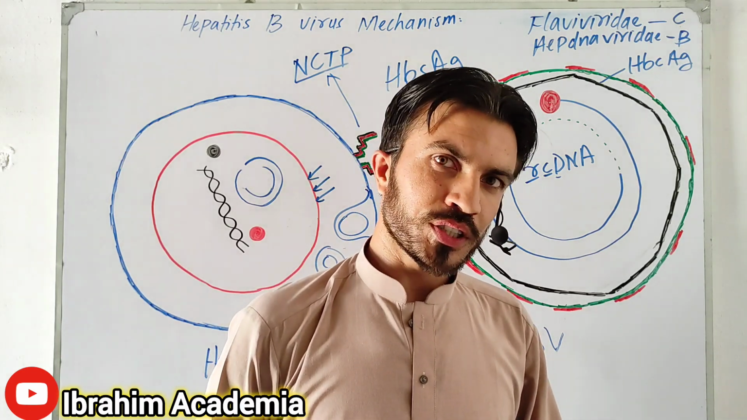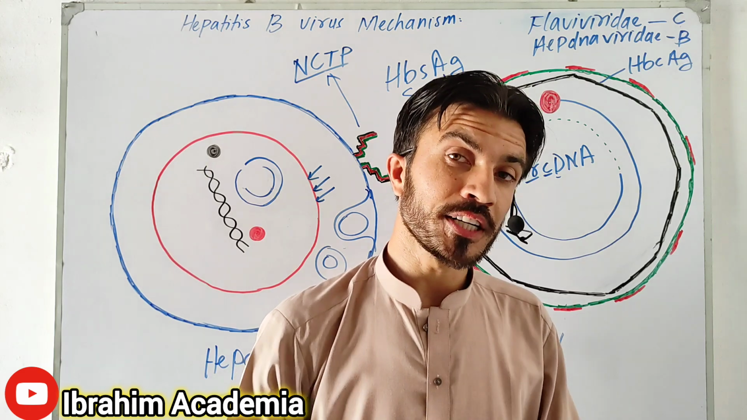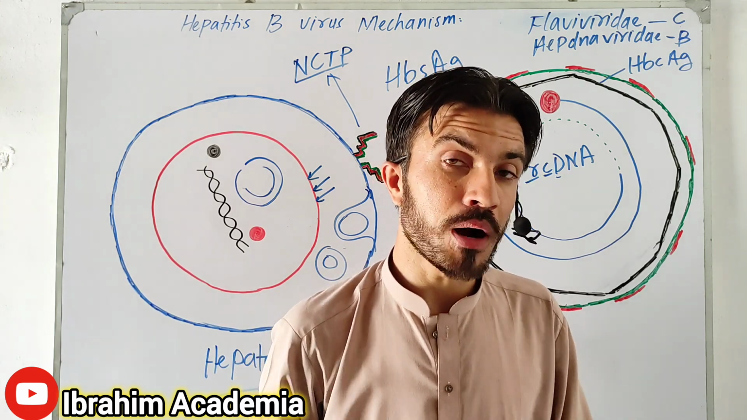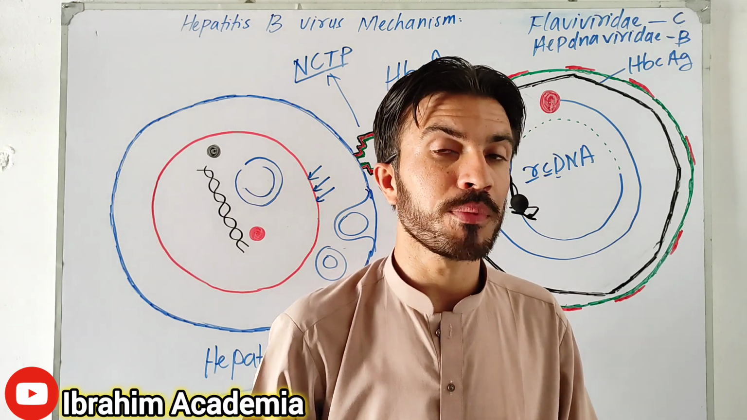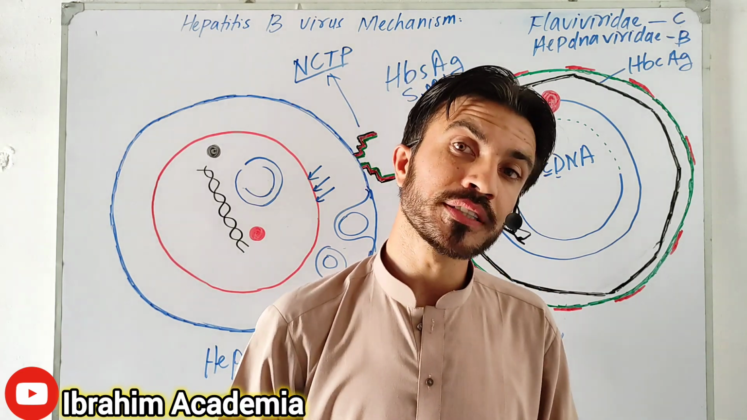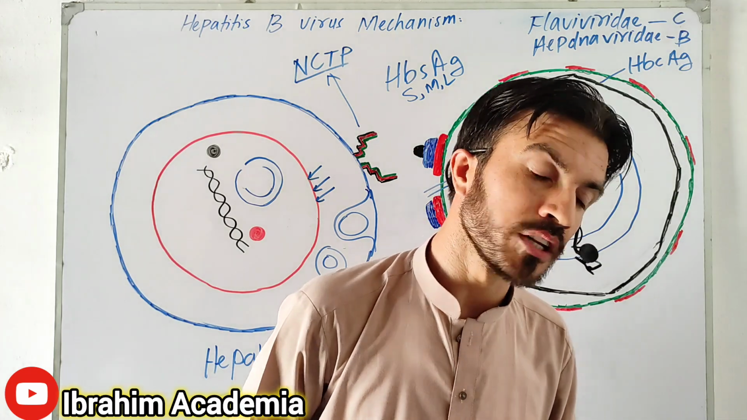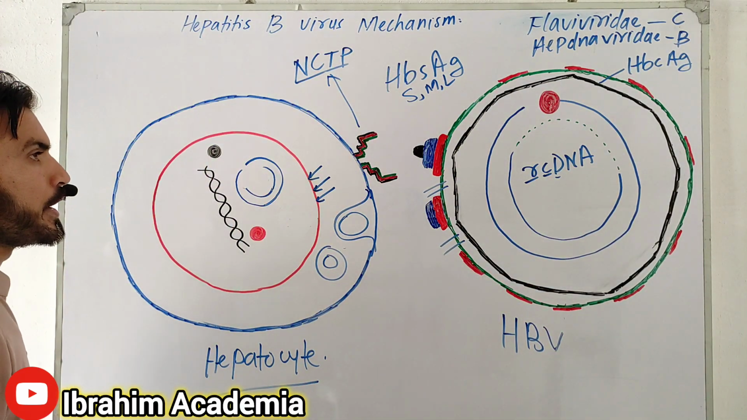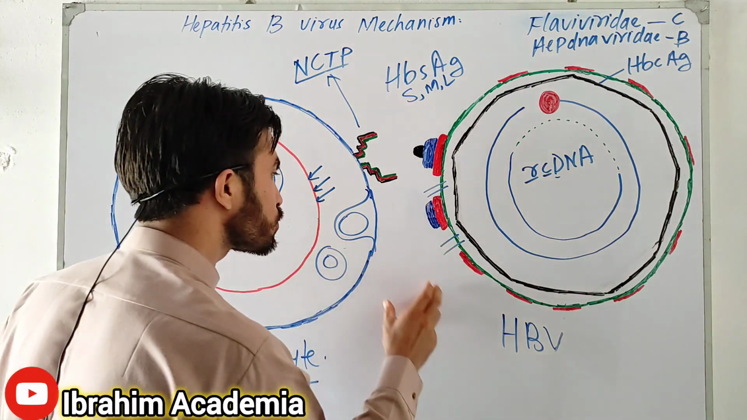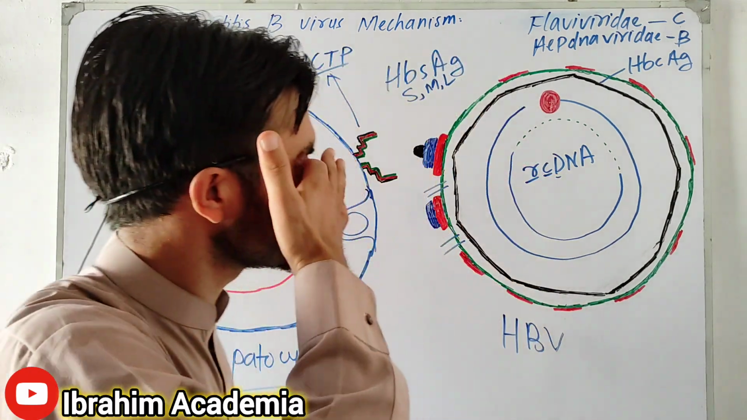Today we are going to discuss the mechanism of hepatitis B virus: how it enters a human body and how it fixes with the NTCP receptor upon the hepatocytes, how it gets inside the hepatocyte cell, and then how it causes the infection, how it replicates inside the hepatocytes, and after that how my immune cells recognize this infection. All this will be discussed in this lecture.